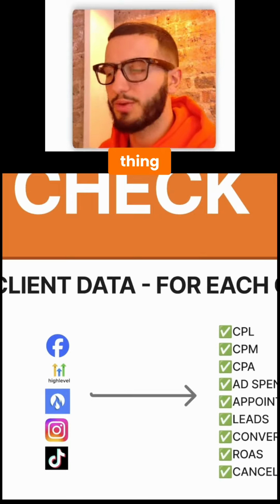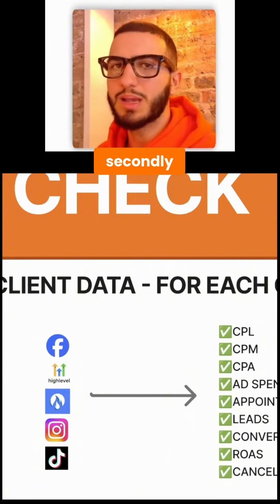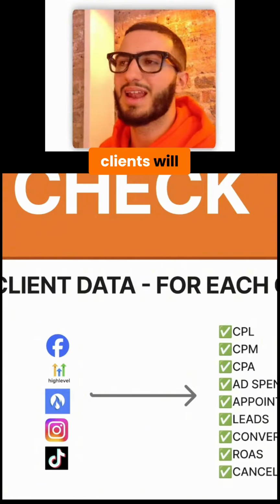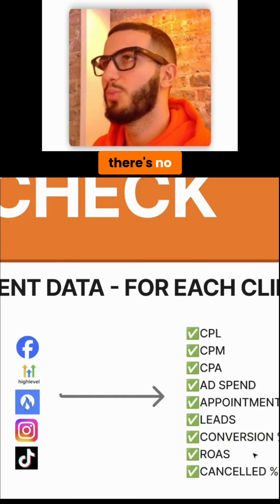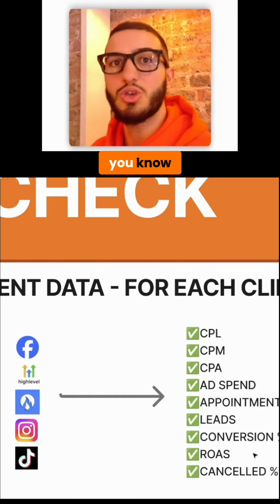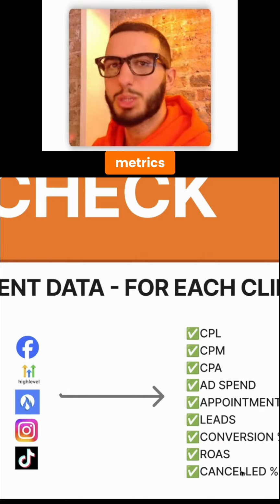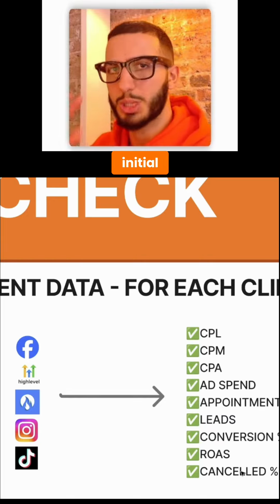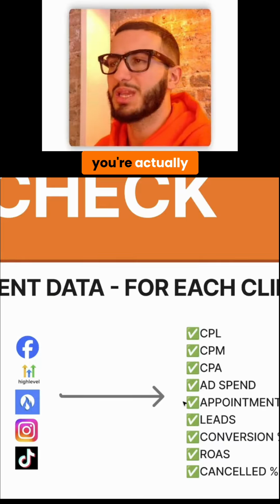That's the most important thing whatsoever, because if the data being pulled in is not accurate, then you're just wasting your time. But secondly, you actually want to make sure that you're bringing in data that clients will actually care about. If all of them are unqualified bums who can't afford anything, there's no point in spending time and saying, hey, I'm getting you great results, when in reality you're not. So you need to have metrics, but also secondary metrics to support the initial metrics to give you an idea of if those metrics are actually worth something and if you're actually getting clients good results.